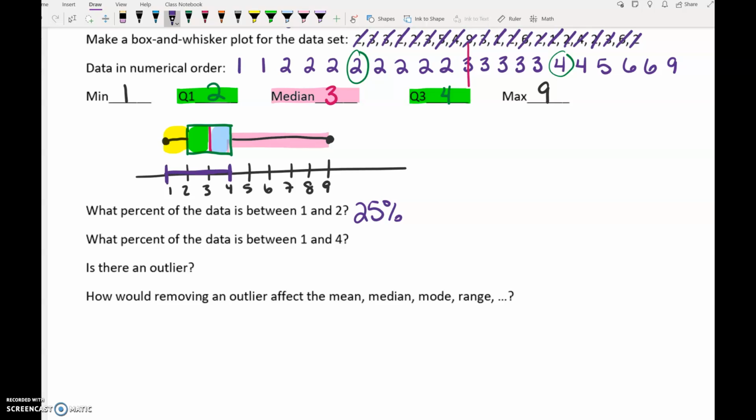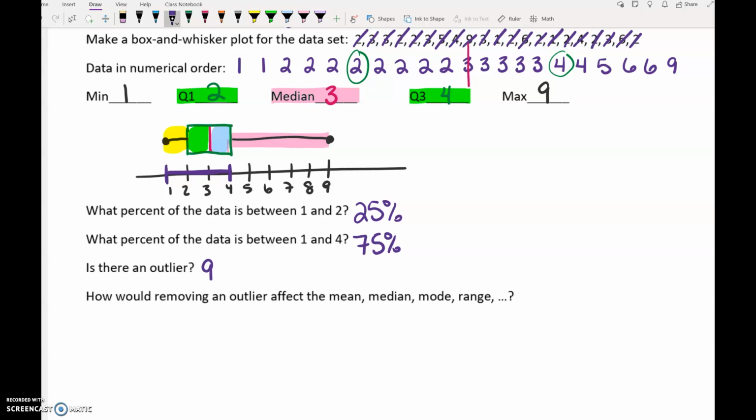What percent of the data is between 1 and 4? This chunk of the graph right here. What percent of the data is between 1 and 4? 75%. Because it's in such a small space, that tells you that that data is very, very clustered. It's very close to each other in that amount of space. Is there an outlier in this data?